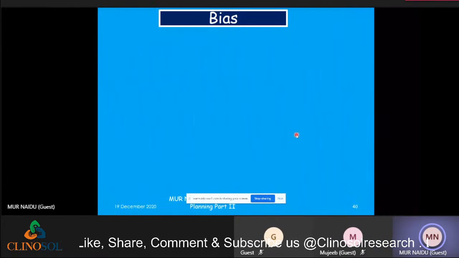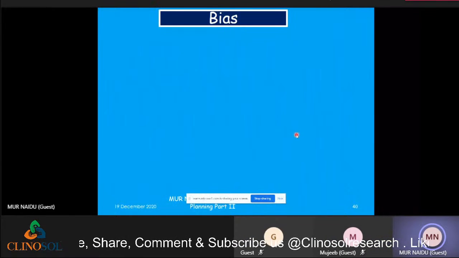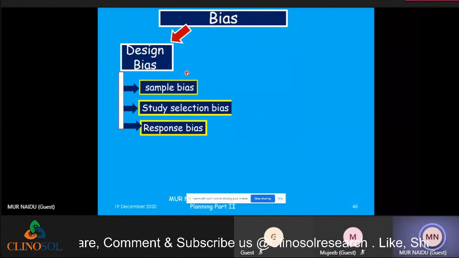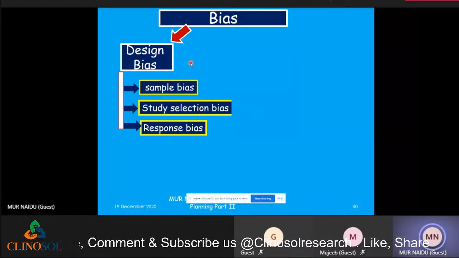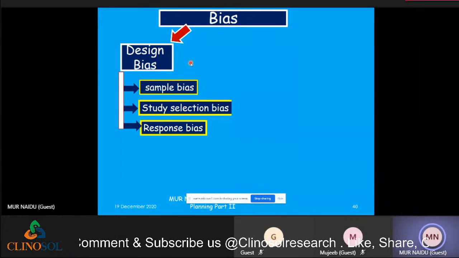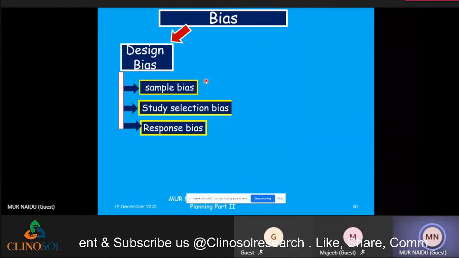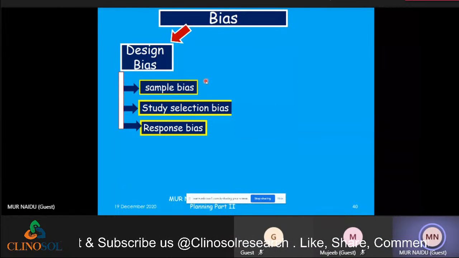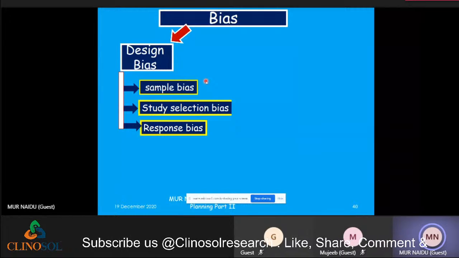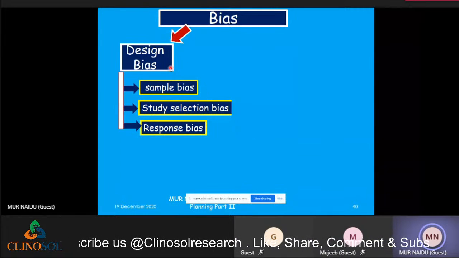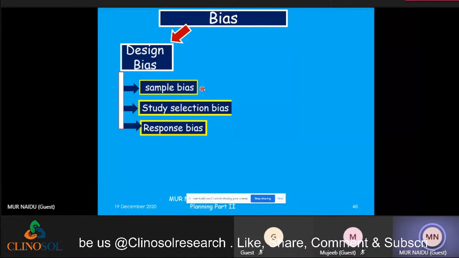Now we'll come to the most important thing, that is bias. What is that? One is the design bias. When you are designing a trial, I told you should design the best one. You have a sample bias. You have to recruit 200 patients, but the money is not there, people are not able, you are only doing the study on 60 patients. So this is a sample bias.